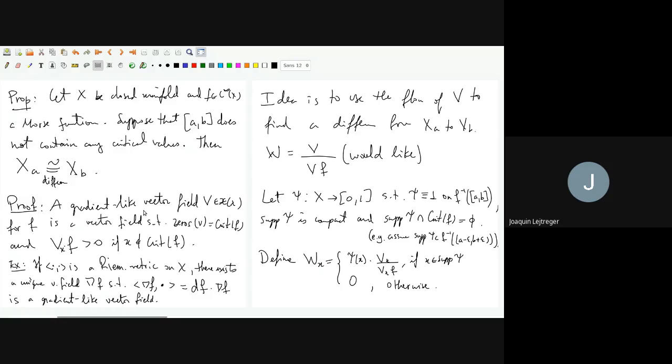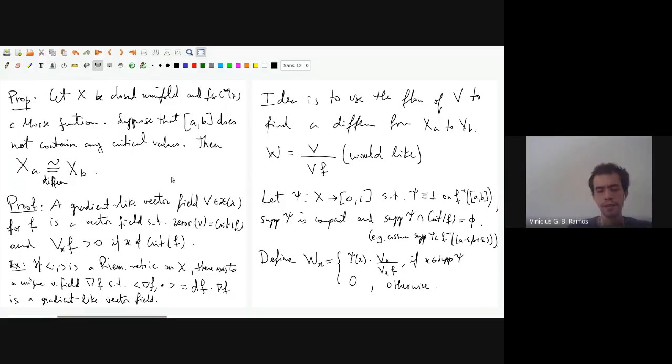So the condition is that the derivative of the function is positive in the direction of the vector field. Yes, that's all you ask. Yes, that's all I ask. And if you have a Riemannian metric, you just take the connection, something like that. No, you don't need a connection. If you have a Riemannian metric, there is a vector field, which is called the gradient vector field, and it has this property. It's dual to the f using the Riemannian metric.